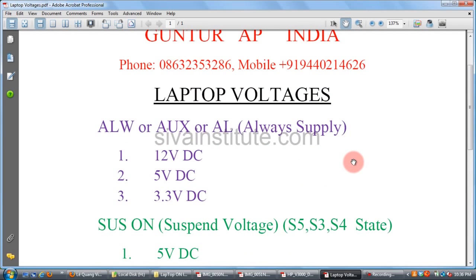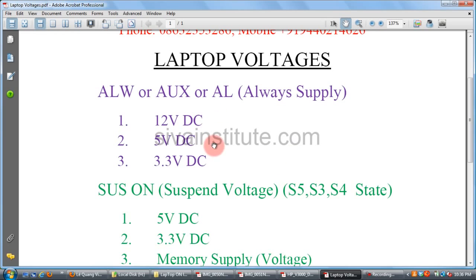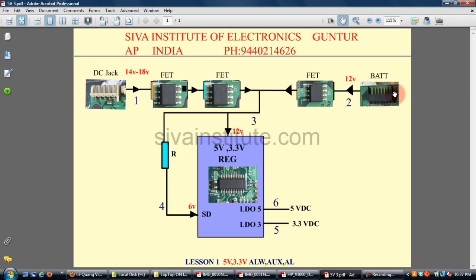Now we will first see this always supply. This is the DC jack. This is the battery connector. Every laptop motherboard has this 5 volts and 3.3 volts regulator IC, but the number is different. When you connect the adapter to this DC jack, this voltage of 14 to 18 volts comes to this 5 volts and 3.3 volts regulator IC through two FETs. This is the battery connector. When you connect the battery, 12 volts come out from the battery connector to the regulator IC through this FET.